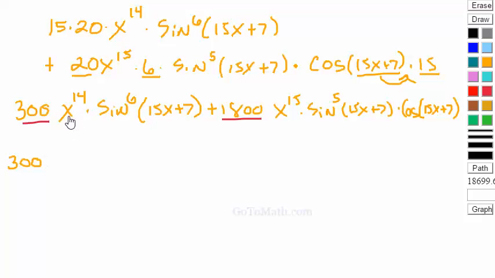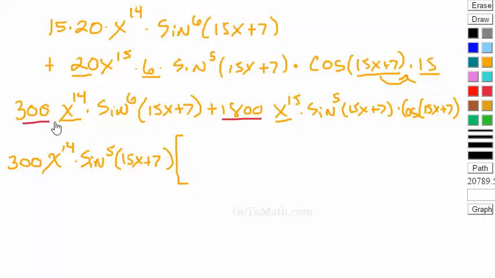So let's do that. We have an x to the 14th and x to the 15th. We're going to factor out the one with the smallest exponent always. That'll be x to the 14th. We have a sine x to the 6th, sine x to the 6th. We have sine raised to the 6th, sine raised to the 5th. So we always pull the one out with the smallest exponent. So that's going to be sine 15x plus 7. Okay, pulled that out. What else? Okay, that's all we can do on that, right?